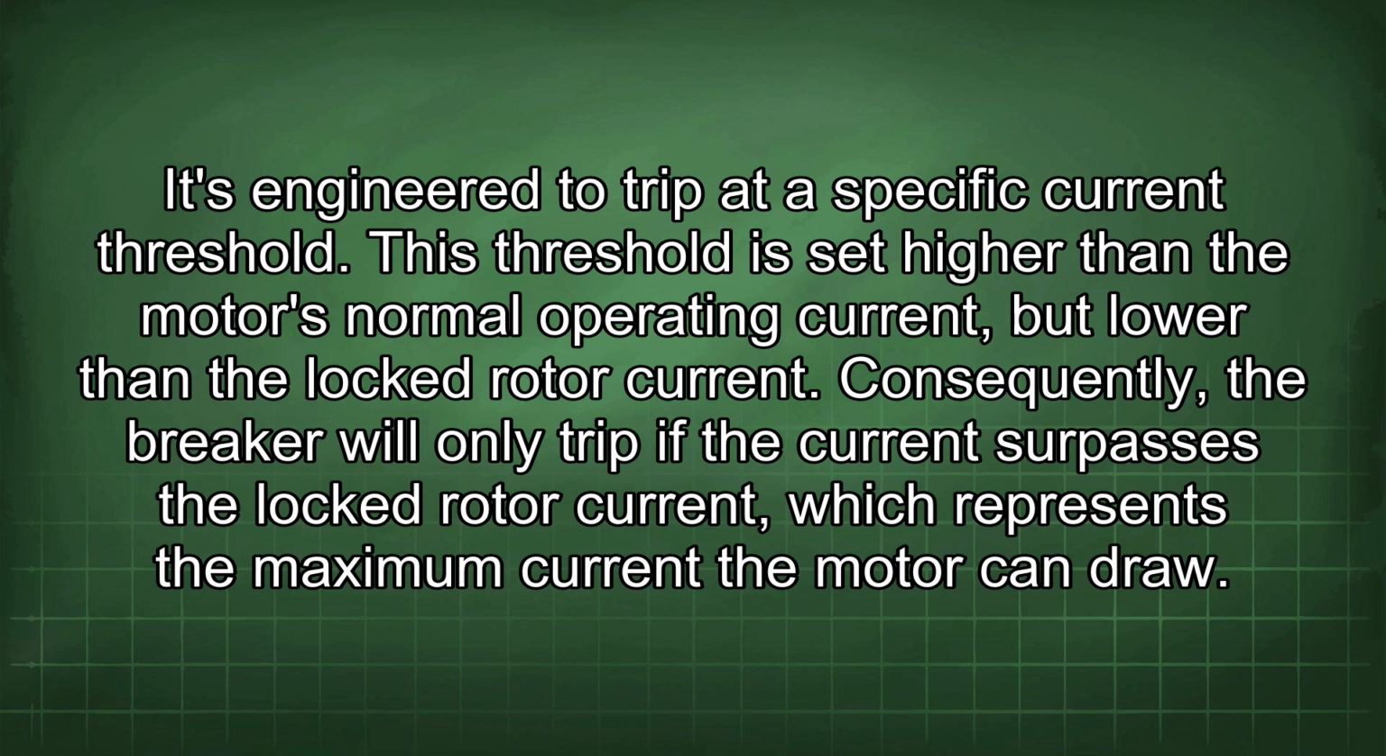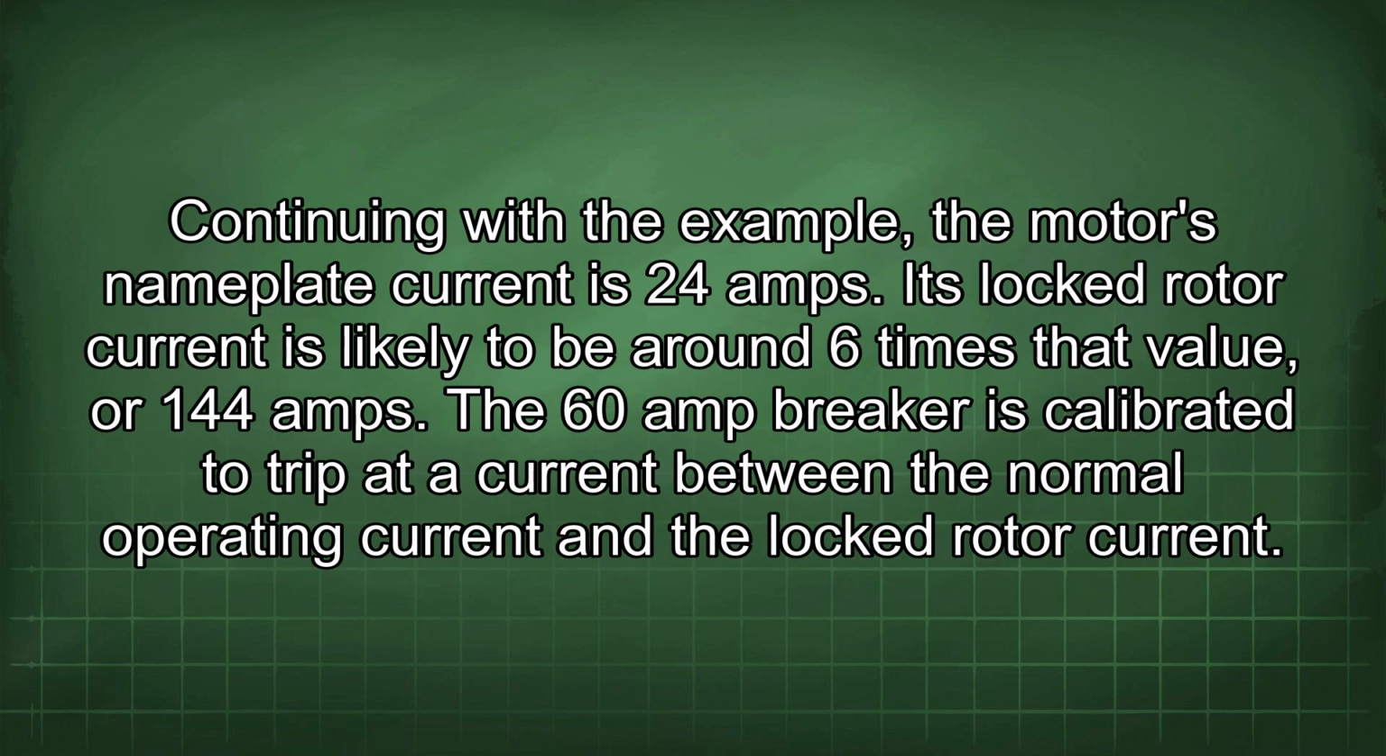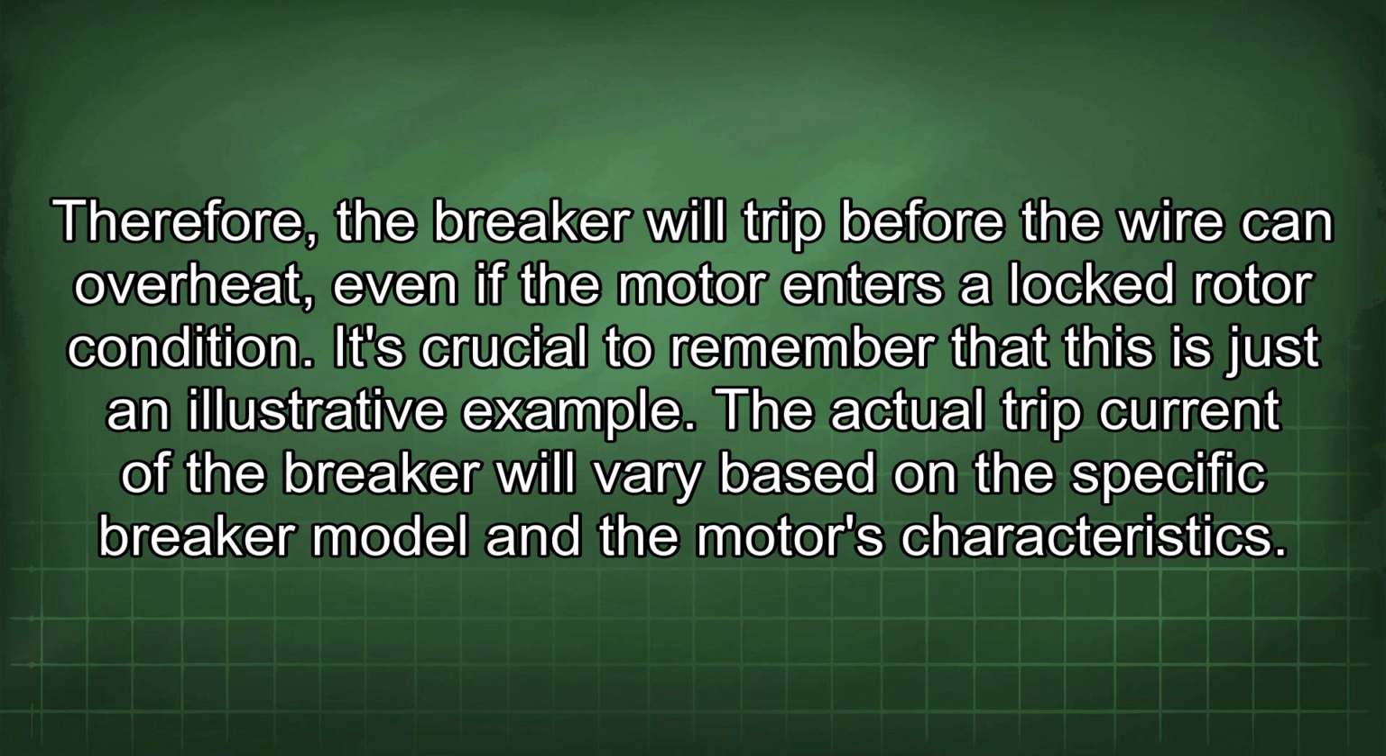This threshold is set higher than the motor's normal operating current but lower than the locked rotor current. Consequently, the breaker will only trip if the current surpasses the locked rotor current, which represents the maximum current the motor can draw. Continuing with the example, the motor's nameplate current is 24 amps. Its locked rotor current is likely to be around 6 times that value, or 144 amps. The 60 amp breaker is calibrated to trip at a current between the normal operating current and the locked rotor current. Therefore, the breaker will trip before the wire can overheat, even if the motor enters a locked rotor condition.